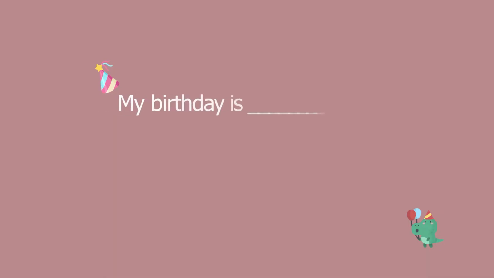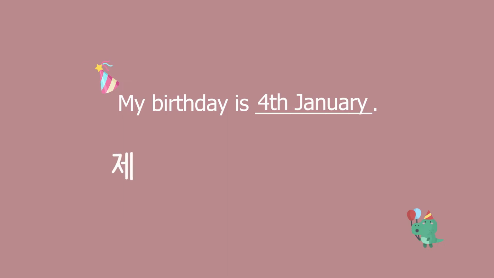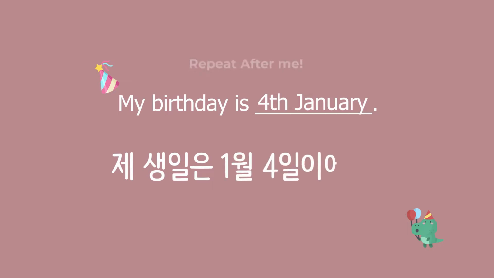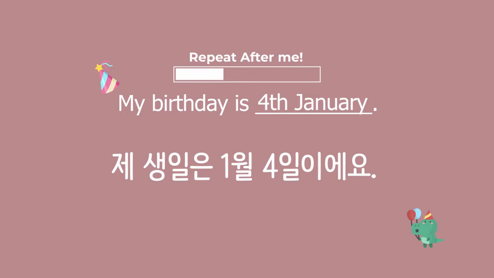What about this? My birthday is this. So let's actually skip the year, all right? My birthday is something. Actually, my birthday is the 4th of January. So let's actually put that. So, 제 생일은 1월 4일이에요. Very good. 제 생일은 1월 4일이에요. Not bad.